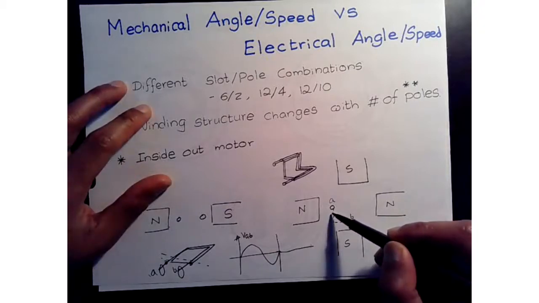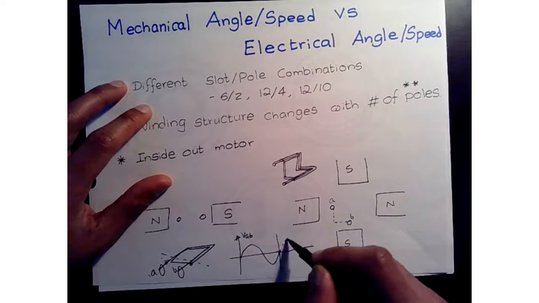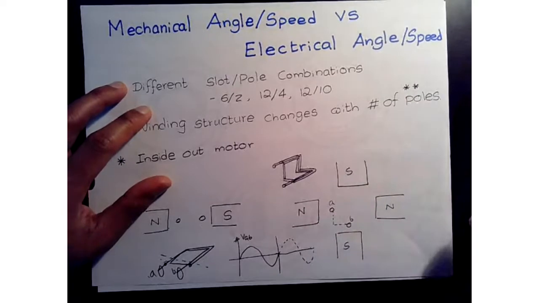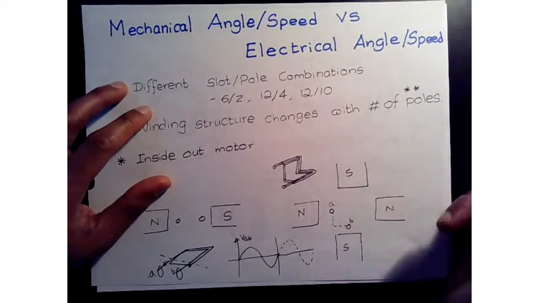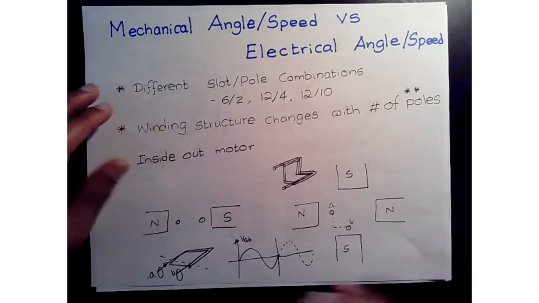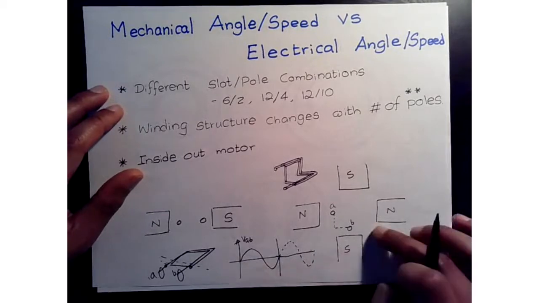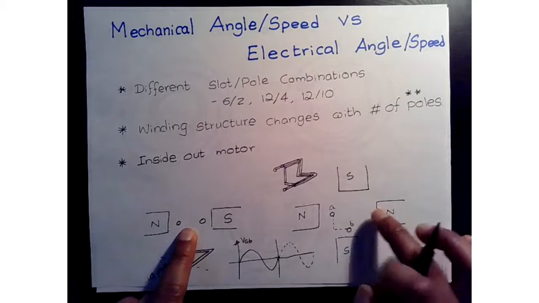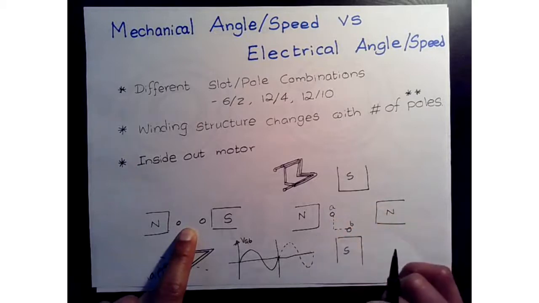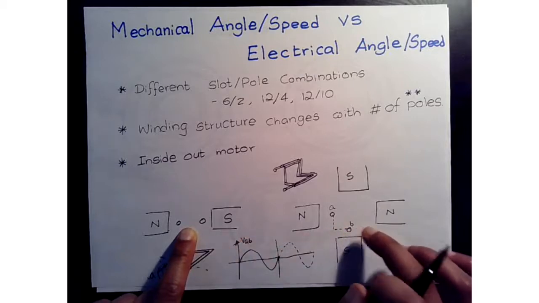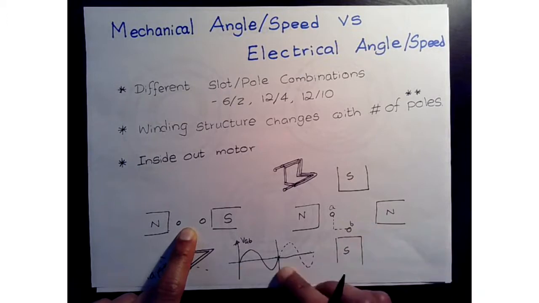All right, and with two cycles, it will return to the original location. So that means what happened was, for the same electrical frequency, the motor speed actually was cut in half. So just by changing the number of poles and rewinding with a new winding structure, we were able to change the motor speed without changing the electrical frequency.